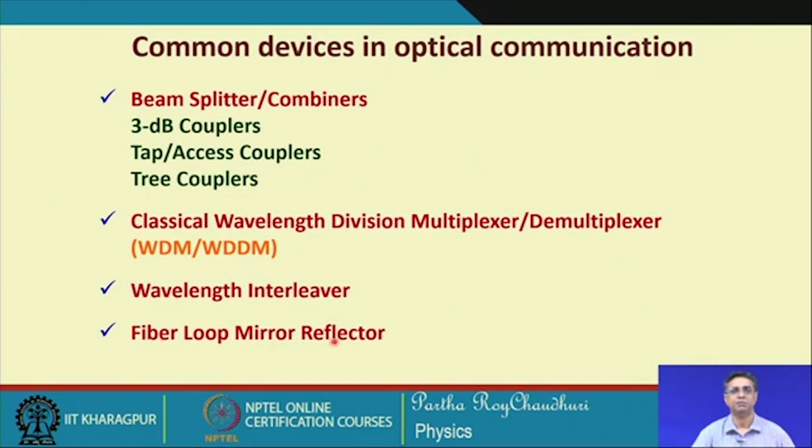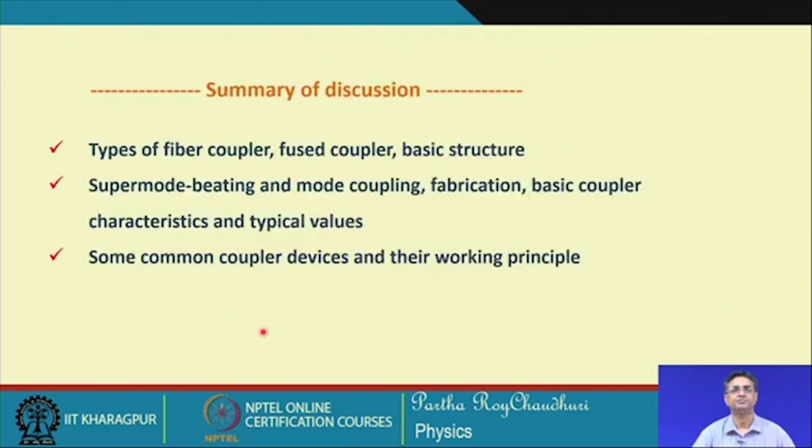Then one very interesting application is the fiber loop mirror. This is again based on a 3 dB fiber coupler, where without using any mirror the entire light can be reflected back. Based on these fiber couplers, we can constitute Mach Zehnder, fiber Fabry-Perot and many other devices. Some of these things we will continue and look at in the next section.